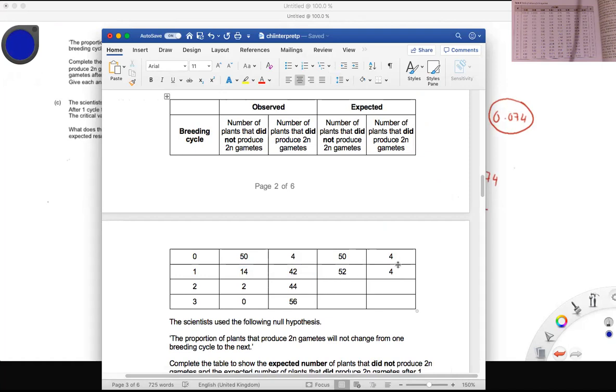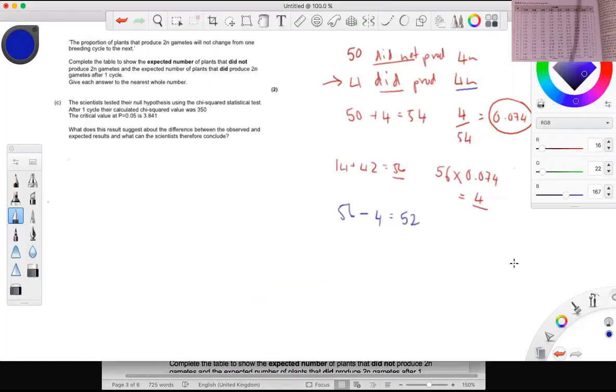52 to not produce 2 gametes, and 4 that should produce 2 gametes. Okay, so that's what we would expect, right? Quite different to what we actually observe. You can see the observed values are quite different to the expected values. All right, so let's go on to the next part of the question.